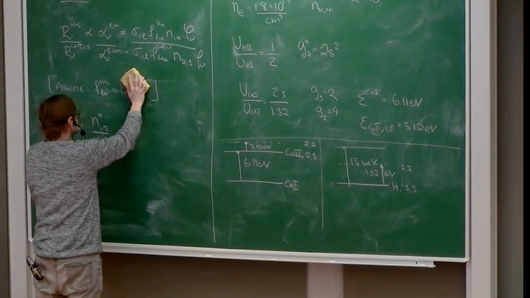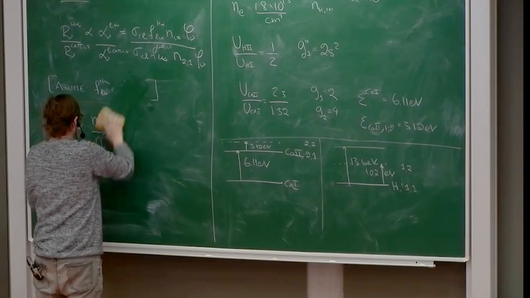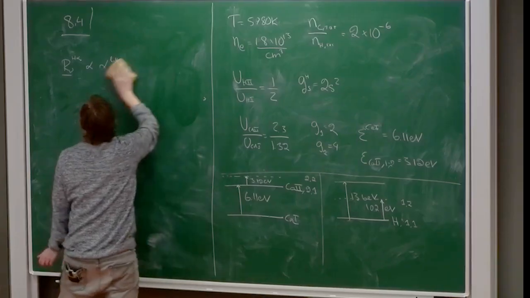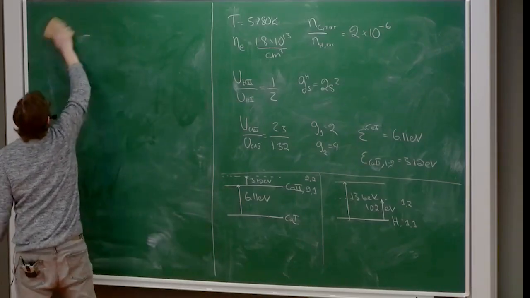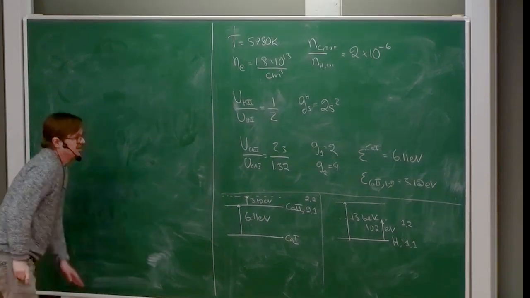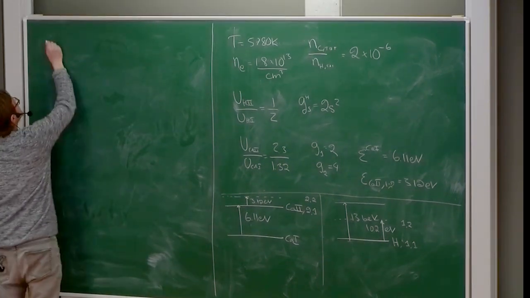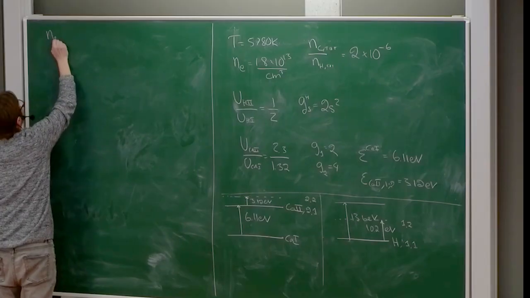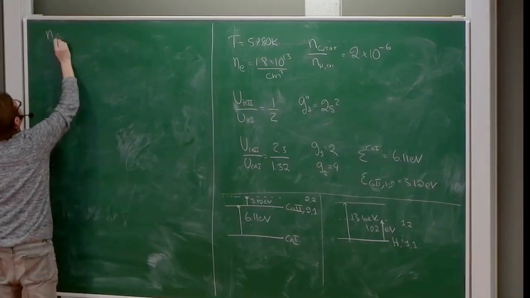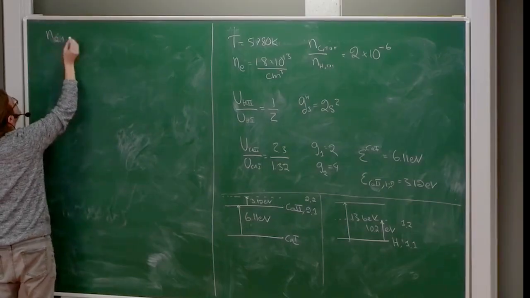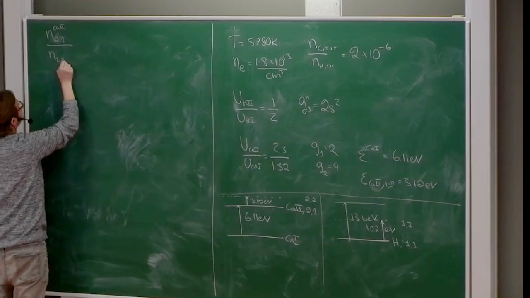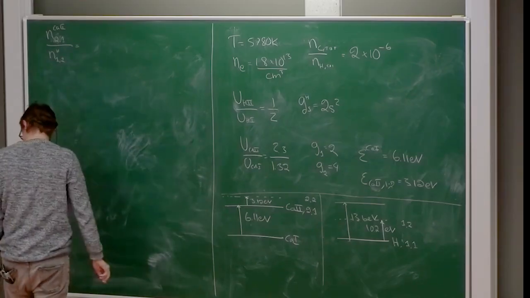Okay, so let's now look at this ratio between the ground states. What do we have? N_{1,2} of calcium divided by N_{1,2} of hydrogen, okay?